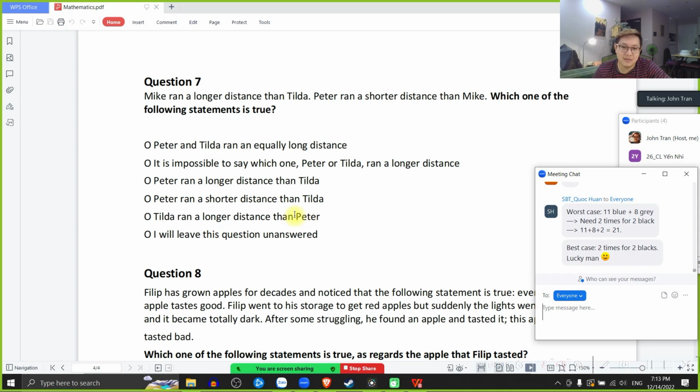Mike ran a longer distance than Tilda. Peter ran a shorter distance than Mike. Which of the following statements is true? A: Peter and Tilda ran about equally long distances. B: It's impossible to say which one, Peter or Tilda, ran a longer distance. C: Peter ran a longer distance than Tilda. Or: Peter ran a shorter distance than Tilda. Or whatever. Which one?